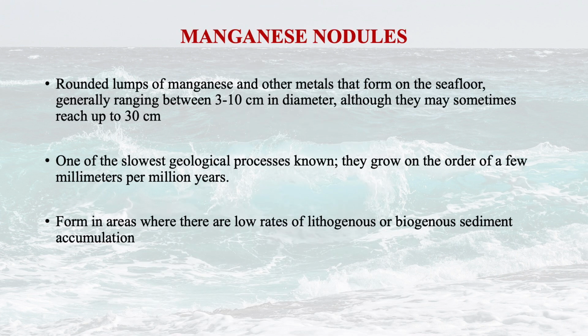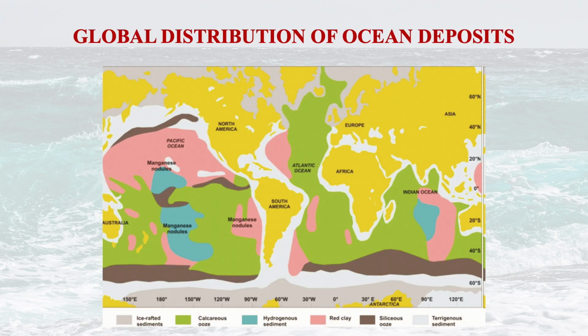They are formed in areas where there are low rates of lithogenous or biogenous sediment accumulation. So you can see in this world map that these manganese nodules are found in the middle of the major oceans, like the Pacific Ocean, and then in the Indian Ocean, the mid portion. Then there are ice rafted sediments along the polar areas. You can see them along Antarctica and along the Arctic Ocean. So you can explore this map and see the distribution.